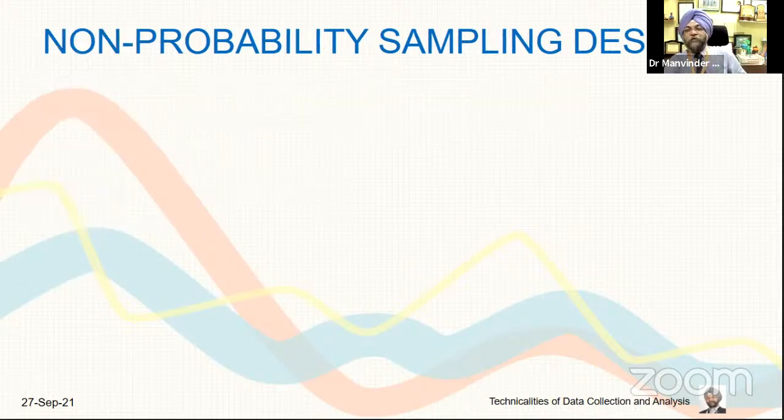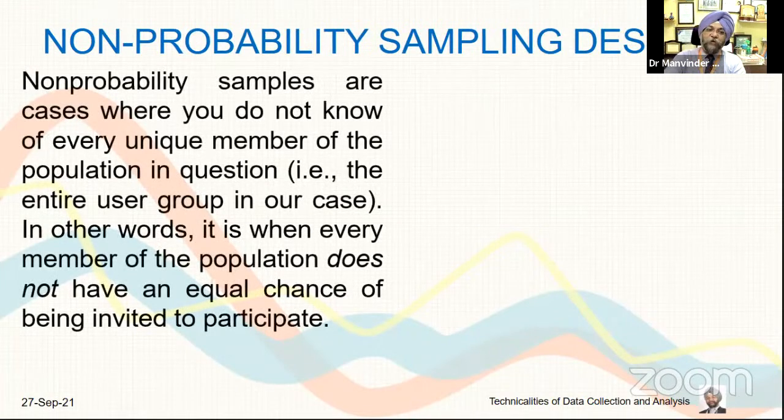Next is non-probabilistic sampling, right? So what is non-probabilistic sampling? Non-probabilistic samplings are the cases where you do not know every unique member of the population in question, that is, the entire user group in our case. In other words, every member of the population does not have an equal chance to be in the sample. So that is, I think, the easier one.